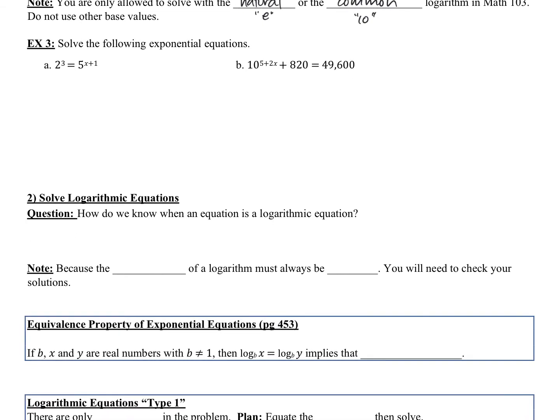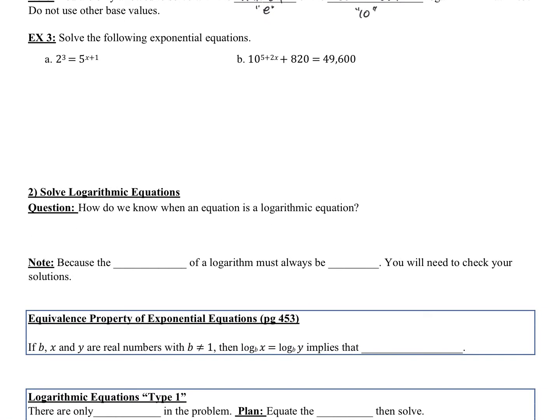Let's take a look at example 3. Solve the following exponential equations. How do I know they're exponential, first off? Well, I have a variable in the exponent. Now the question is, can we match the bases? Because if we can, our life is going to be pretty easy. But notice we have a 2 and a 5. Darn, we can't match those up.